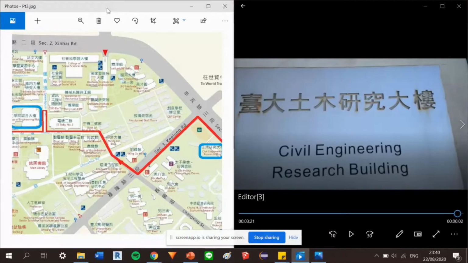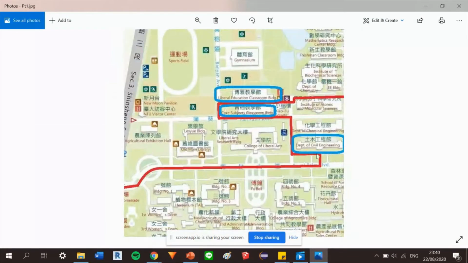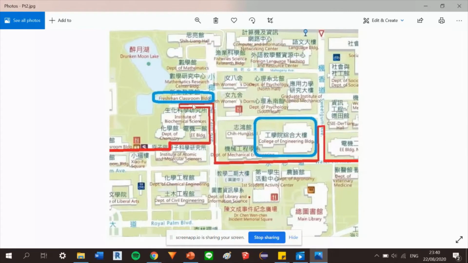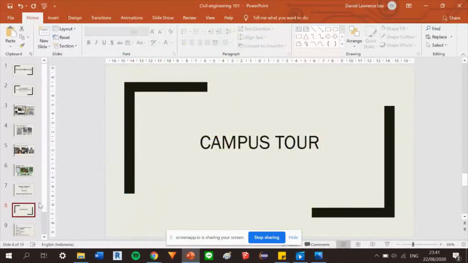These are the important buildings that you're gonna go to often. So first one is the department building right here. The second one is core subject or 普通. Third one is the liberal education or 博雅. And then you're gonna have the freshman classroom building or 新生. And then here's the College of Engineering building. And the last one, the furthest one, is the Civil Engineering Research building. So that is it for the campus tour.